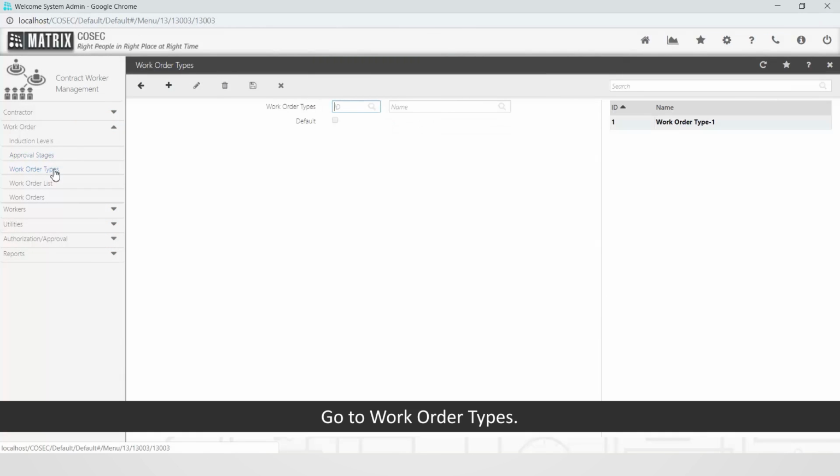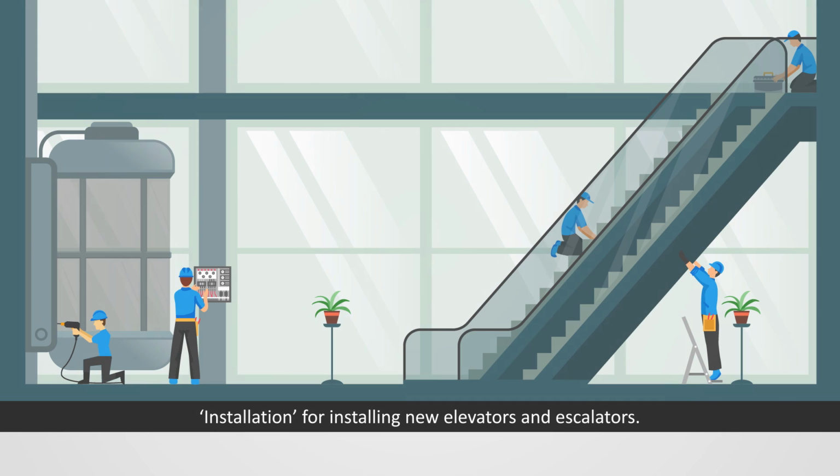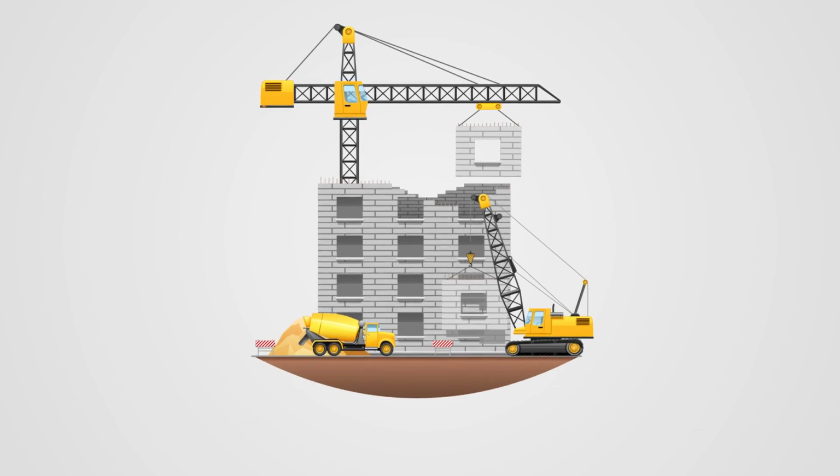Go to Work Order Types. Work order type can be classified as, for example, painting for painting a new building, installation for installing new elevators and escalators, construction for a new building.